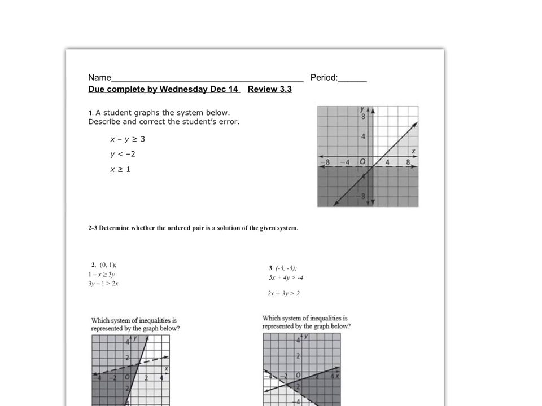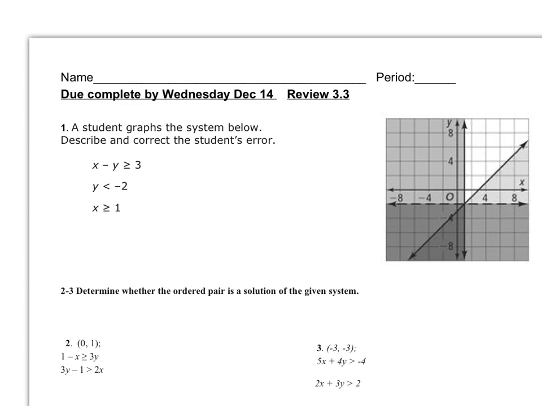Number one's a little tricky. Number one says the student graphs the system shown below. Well, I kind of moved the graph to the right, sorry. Oh, wait, no, the system's right here. The system here. Describe and correct the student's error.